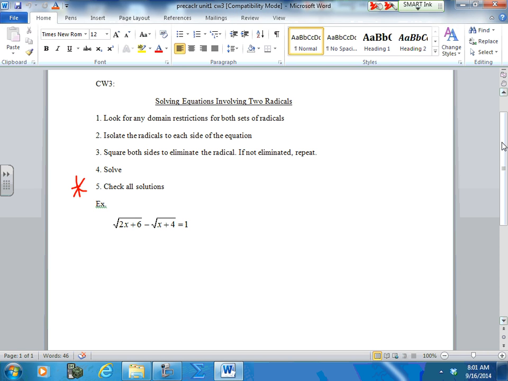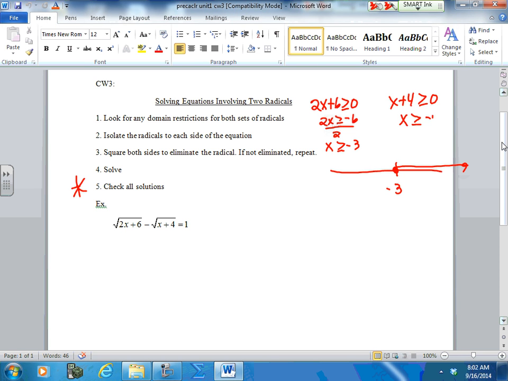So let's take a look at your domain restrictions. Underneath your radical cannot be negative, so we set it greater than or equal to 0 for both of these. That's one thing that we can't have happen. So we solve. We subtract the 6, divide by 2. So somewhere over here, we're greater than or equal to -3 so far. It has to be greater than or equal to -3. We do the same for this one. This has to be greater than or equal to -4.